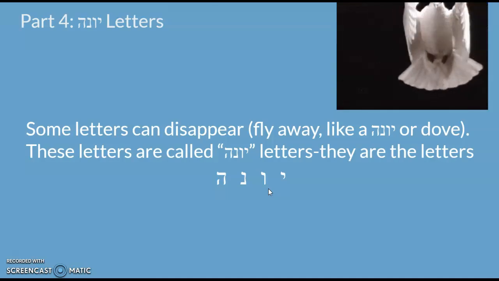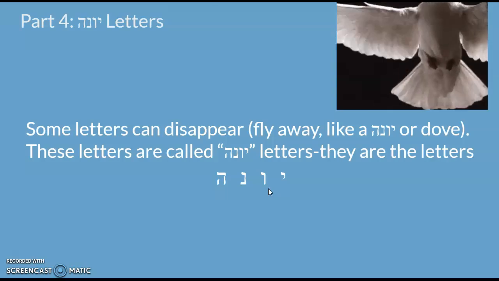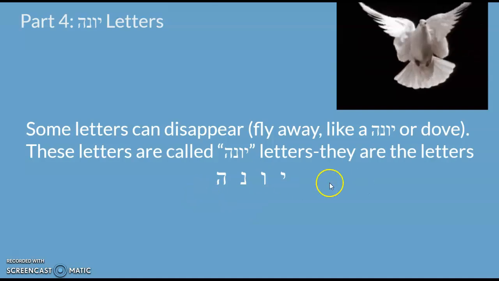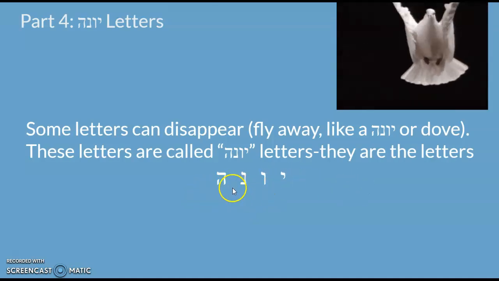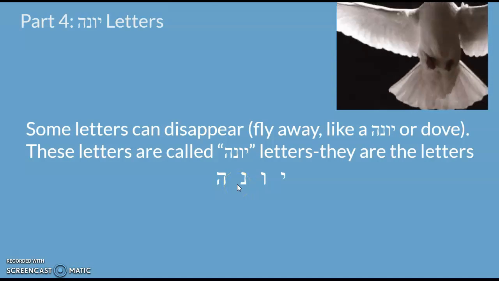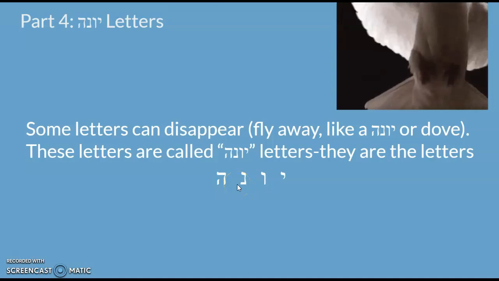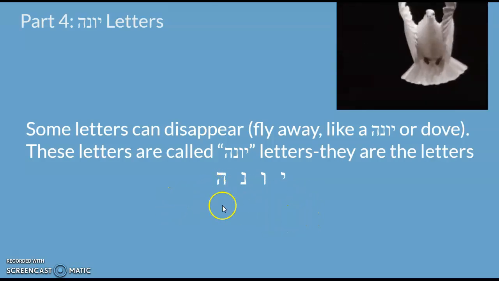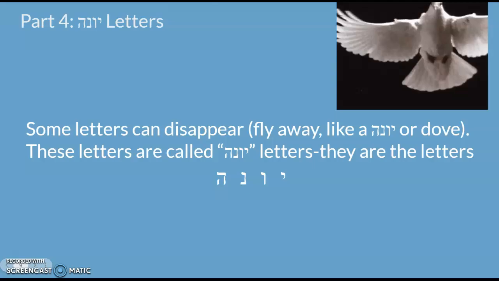If you don't see the 3 clear letters of the shoresh, chances are one of these 4 is missing, and that means the shoresh is really there, but that letter is not. So you're looking for 2 letters when you're identifying what the prefix and the suffix is and what the shoresh is. So you have to keep that in mind. Is this one of the letters possible to show up? It might not be there if it is.